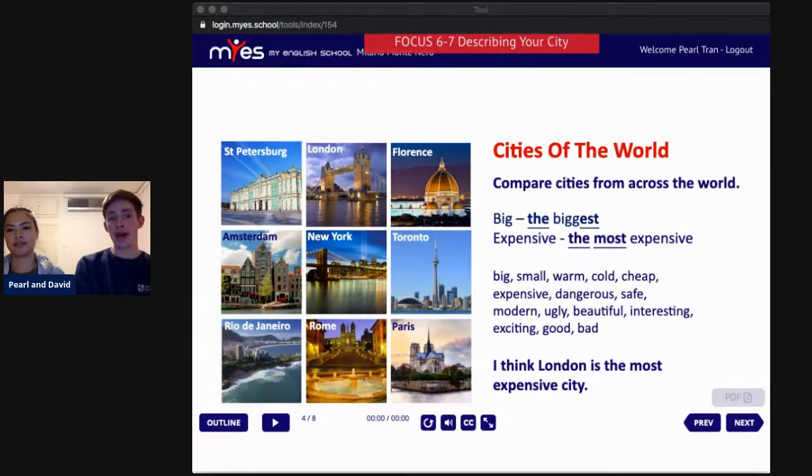Here we need to compare the cities from across the world using superlatives. So big becomes biggest because it's a short adjective, and expensive becomes the most expensive because it's a long adjective. So we have some examples here: big, small, warm, cold, cheap, expensive, dangerous, safe, modern, ugly, beautiful, interesting, exciting, good, and bad. For example, I think London is the most expensive city. I think that's accurate. Yes.